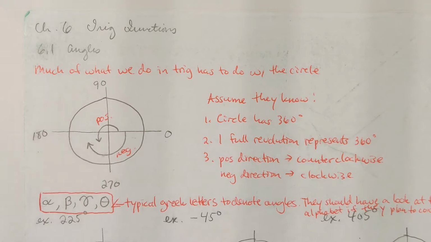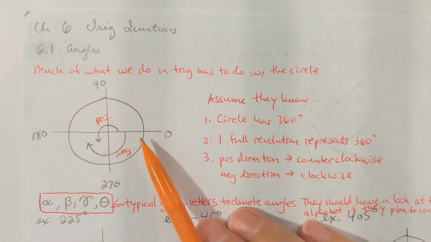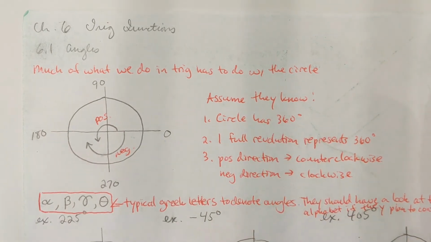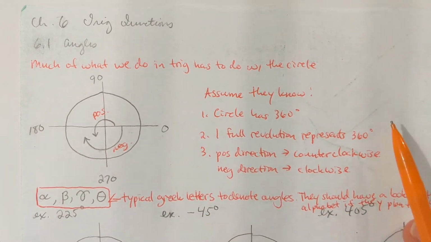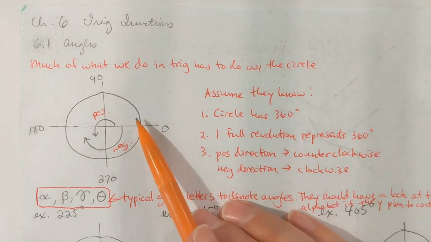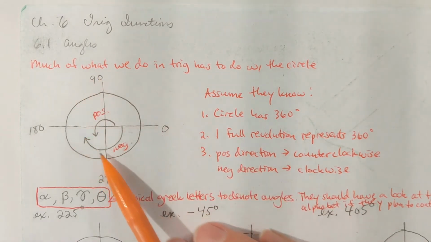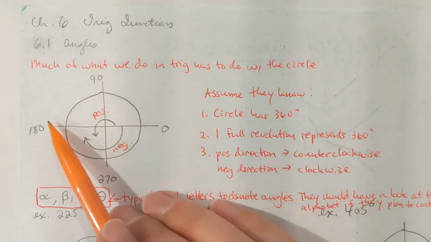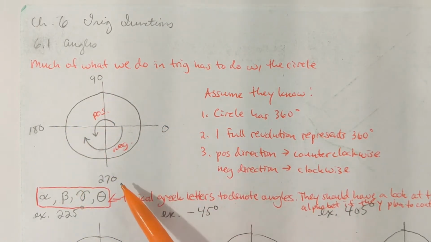6.1 is just some introductory stuff with angles. A lot of what we do in trig has to do with the circle, okay? And of course, I'm going to assume that you know the basic information about a circle. A circle has 360 degrees. One complete revolution around the circle would be 360 degrees. And I've got these four major axes labeled in degree measure.